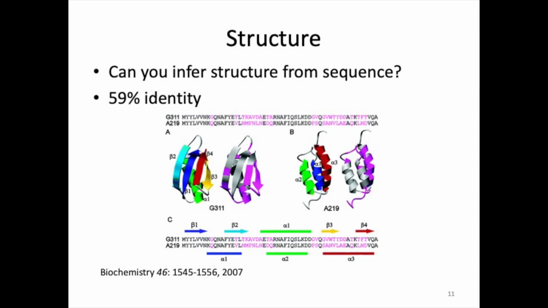After we get the amino acid sequences, we can try to infer the protein structures from the sequences. In this example, despite being 59% identical, the 2 protein sequences fold to 2 different structures. You may read the reference for more details if you are interested.